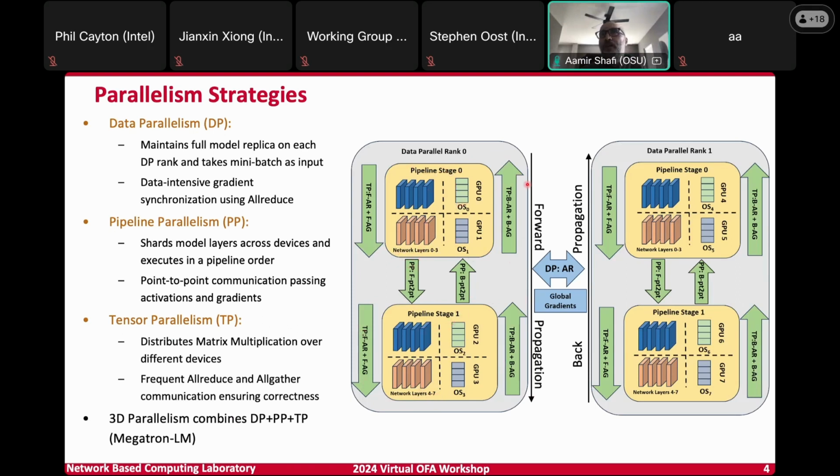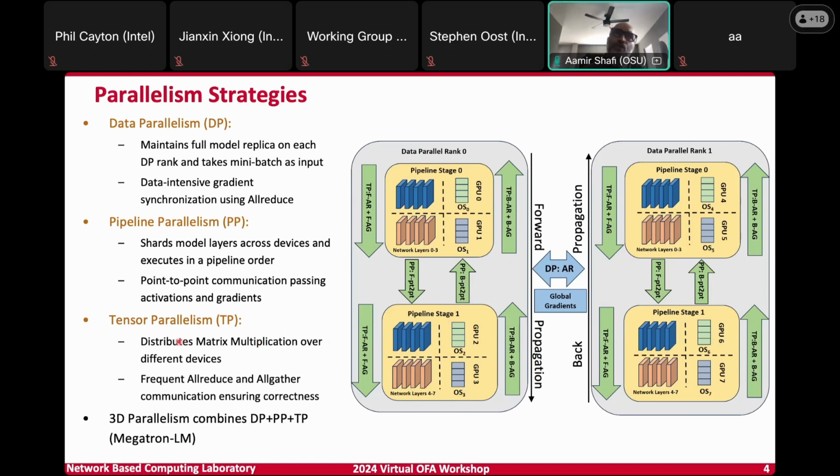When we are carrying out forward propagation, once we have produced activations at layer 3 at pipeline stage 0, we need to pass these on to, let's say, layer 4 at stage 1. For this reason, we utilize point-to-point communication here. Going down, we use this point-to-point communication to communicate activations, but during back propagation we utilize it to communicate gradients.